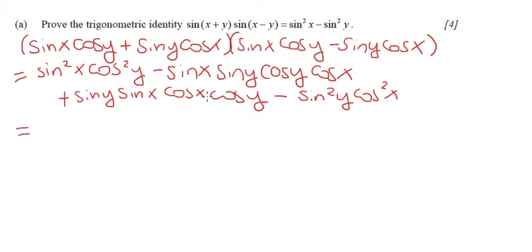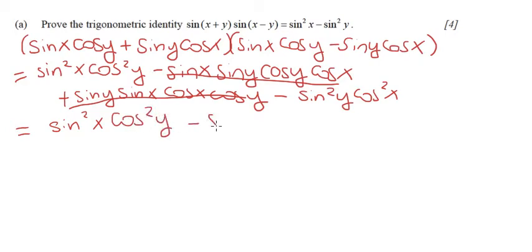Now notice that these two middle terms are the exact same. So we have a sine y, sine x, cos y in both of them. The only difference is this is a plus, this is a minus, so that means that they cancel out. So we can just get rid of those. And we are left with sine squared x cos squared y minus sine squared y cos squared x. Okay, so it looks like we're almost done.